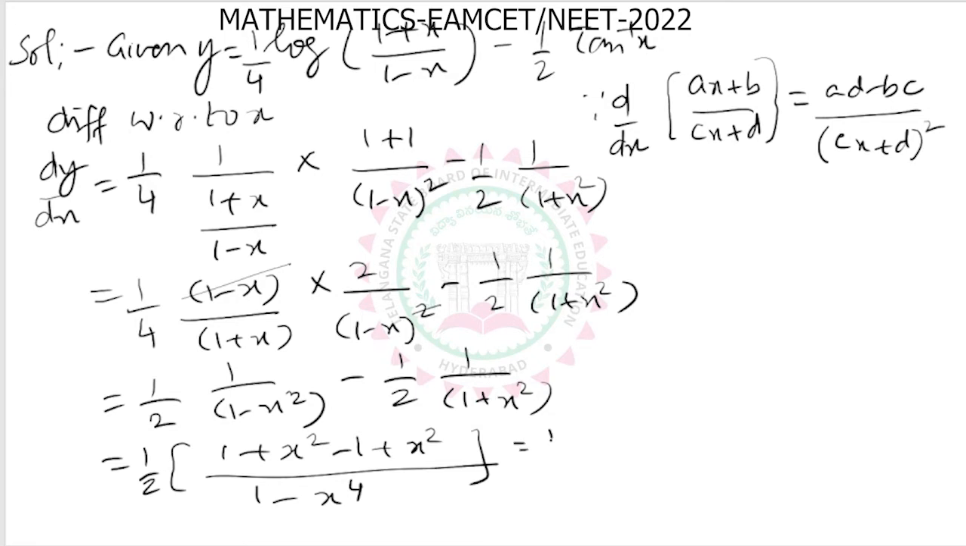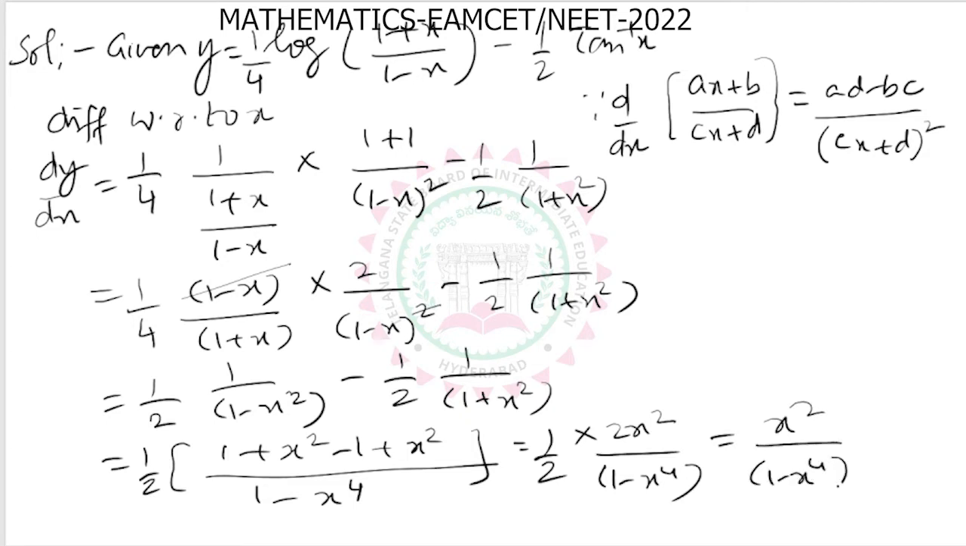Is it clear? So 1 by 2 as it is, minus 1 plus 1 cancel, x square plus x square is nothing but 2x square by 1 minus x power of 4. 2 to cancel, therefore, which gives me x square by 1 minus x to the power of 4. Right? So, this is my answer. So, option number 2. So, x square by 1 minus x4. Okay? Now, come to the next slide.